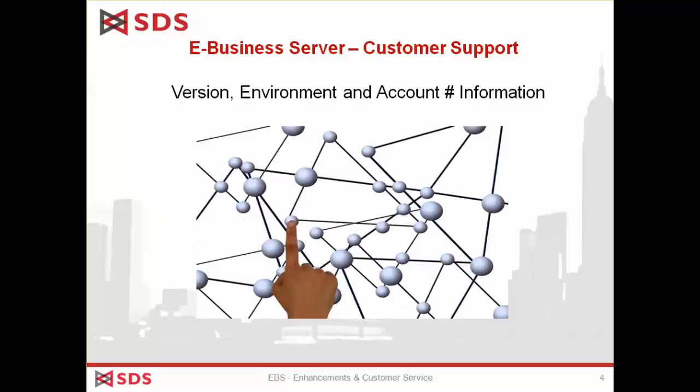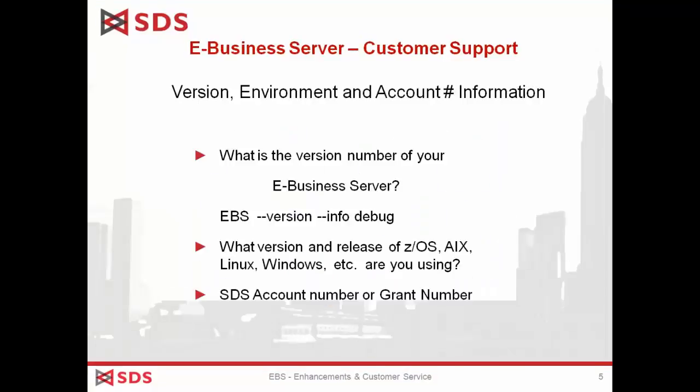In today's environment, there seems to be an endless amount of options, a variety of operating system software and subsystems. Here are some important pieces of information that you want to have available when you contact us. What is the version number of eBusiness Server you are running? You can provide the full output of the following command: EBS --version --info debug. What is the version release of the platform you are using? z/OS, AIX, Linux, Windows, etc.